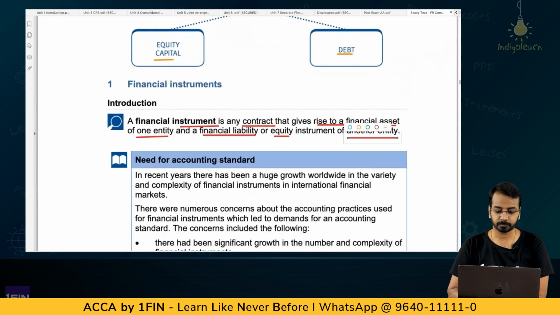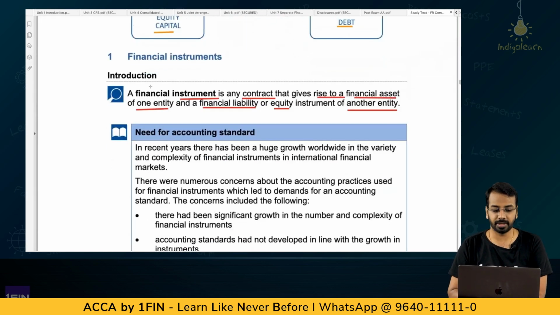So, just to revise again quickly, a financial instrument is any contract. It has to be a contract that gives rise to a financial asset of one entity and a financial liability or equity of another entity.